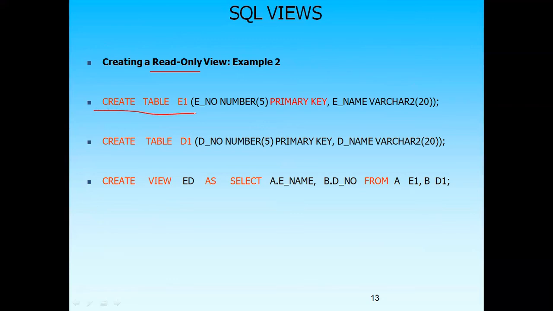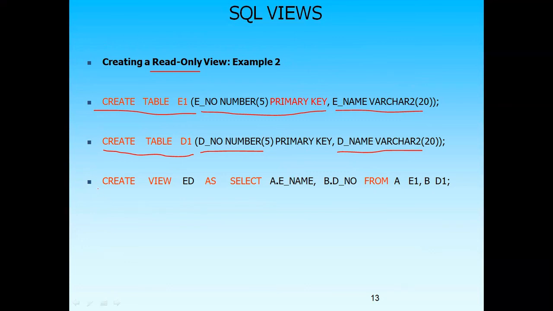Assume there is a table E1, then there is a table D1, right? So in the E1, there are two attributes: employee number. Employee number is the primary key. Then employee name is the name of the employee with the varchar data type. Then the department number is the primary key in the department table, and second attribute is the department name, right? Now I want to select the data from both the table into the view, right?